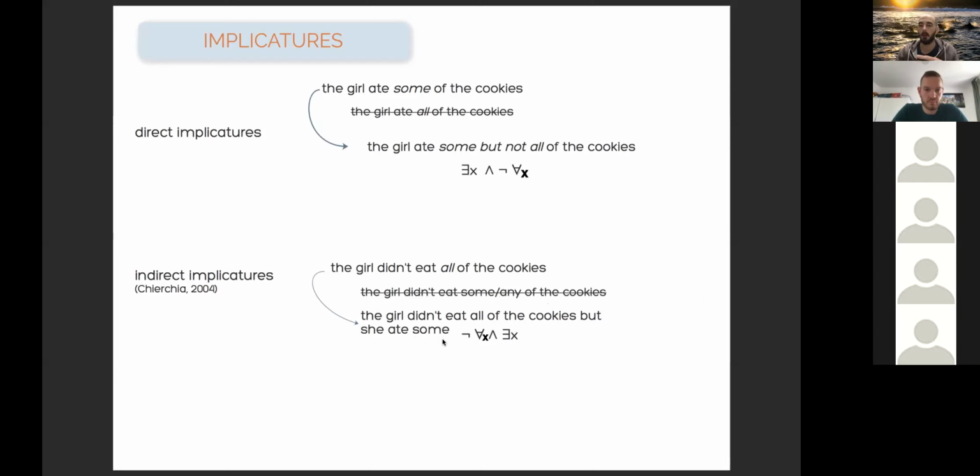So this is the mirror image of the classic implicature, because instead of asserting the existential and denying the universal, you deny the universal and assert the existential, okay? So it's not some but not all, but not all but some. But it's very similar. Chierchia called it indirect implicature because it's not triggered directly by the scalar item, but by the interaction between the scalar item and some other operator in the sentence, like negation, for instance. The effect of negation is to reverse the logical relationship in the scale. So if before some was the weaker item and all the stronger item, now all is the weaker item, not all, and not some is the stronger item, okay? Is this clear to everyone?